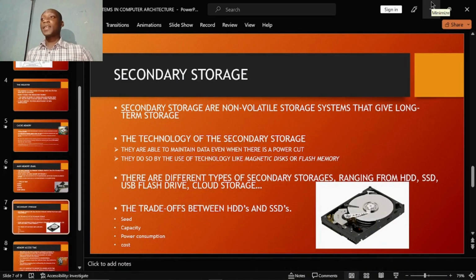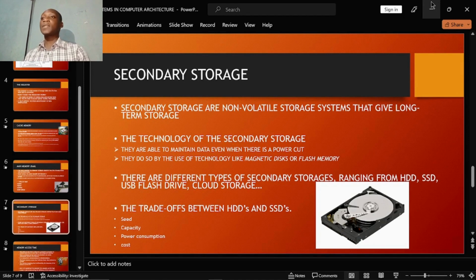We'll move on to the secondary storage device. The secondary storage is a non-volatile storage system, unlike the main memory, which is volatile. And they are able to store data in the long term.